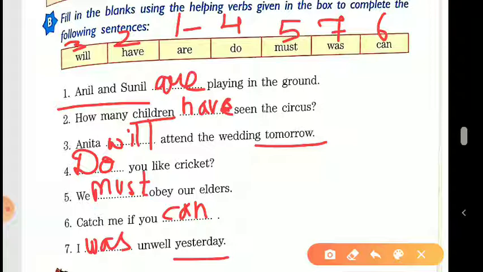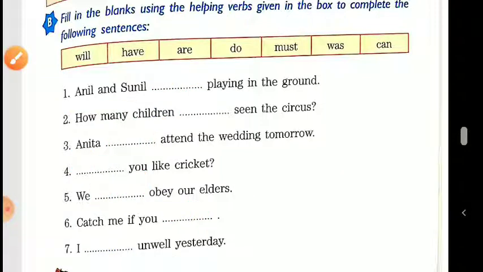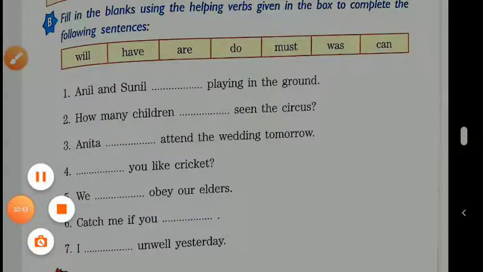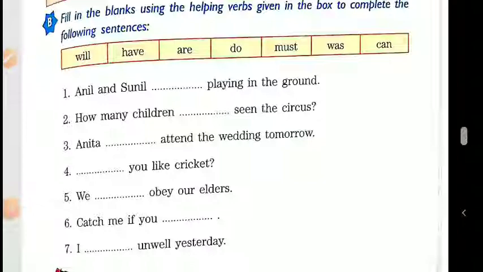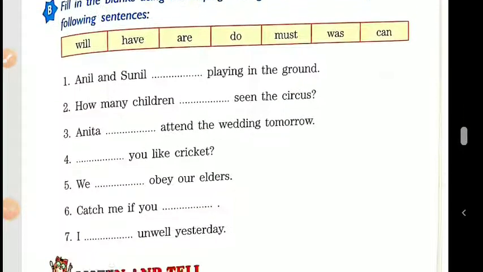And students, please complete both the exercises of Grammarly A and B neatly in your notebook, as well as in your books also. But in the notebook, please do not make the box. You simply write the seven sentences with the words. That's it. I hope exercise A and B of Grammarly are clear to you.